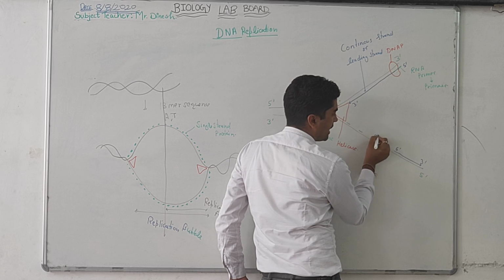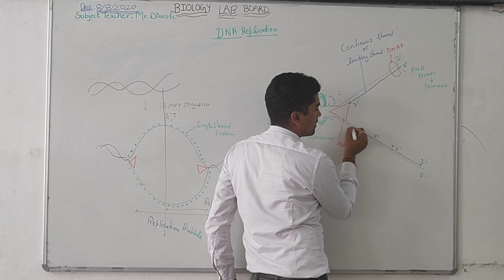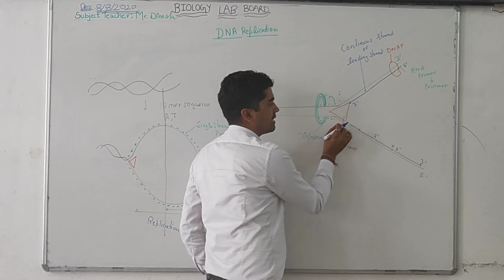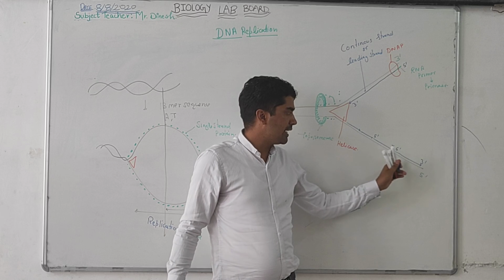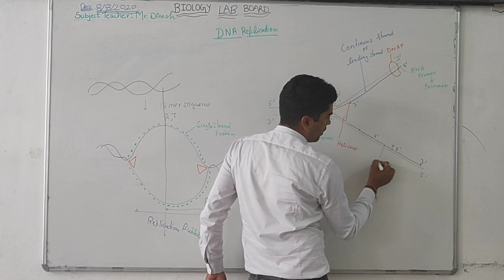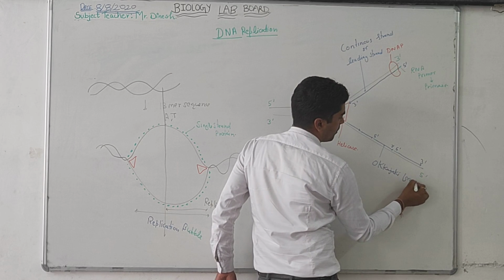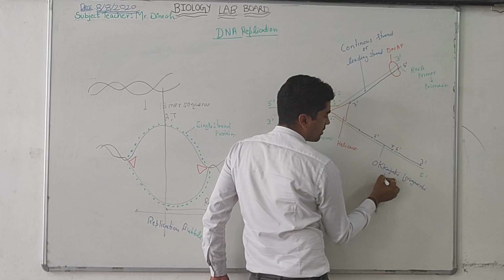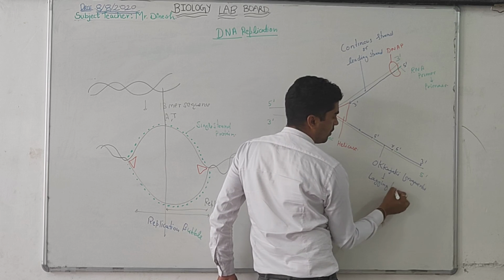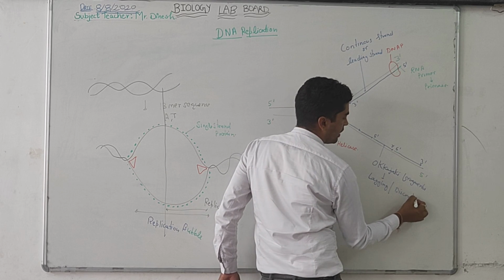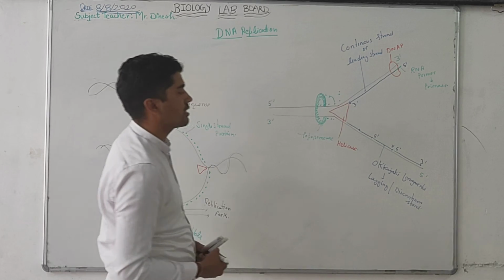Again, this is a 5' primer. Again 5' to 3'. As much as this strand opens, the RNA primer will form and DNA polymerase will make small fragments called Okazaki fragments. And this strand is called the lagging strand, or discontinuous strand.